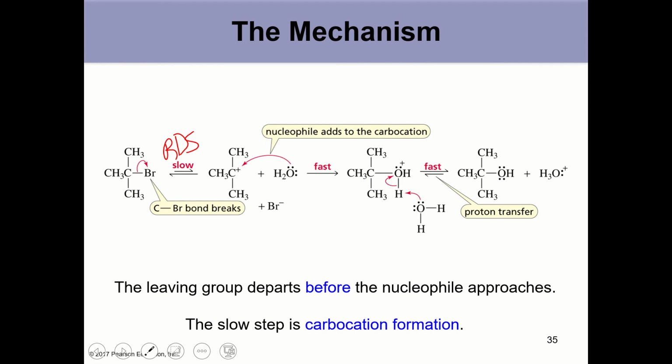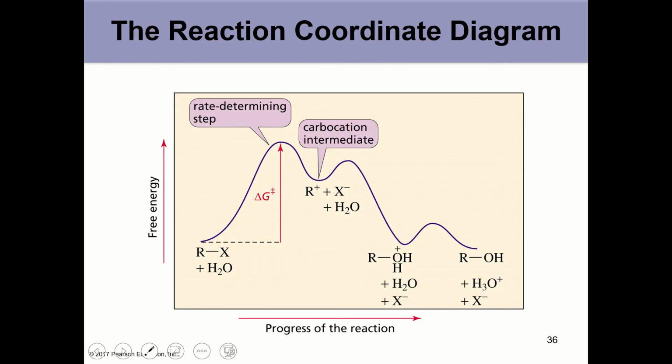In the mechanism for SN1 reactions, the first step is always departure of the halide atom to give the carbocation. So we go from RX to R carbocation. Here's our intermediate cation. This is the rate determining step, so it's the absolute maximum on the graph.